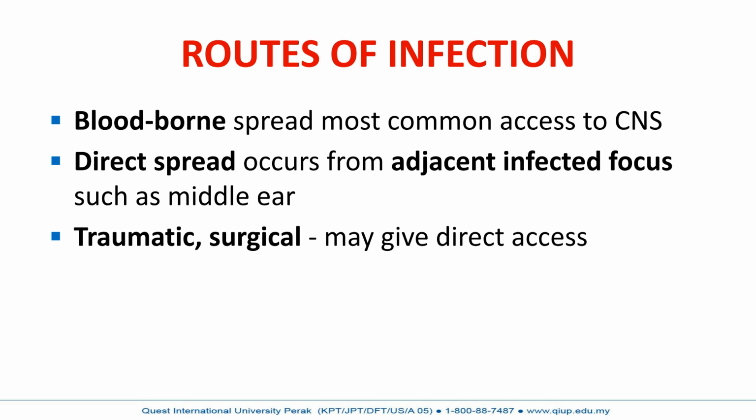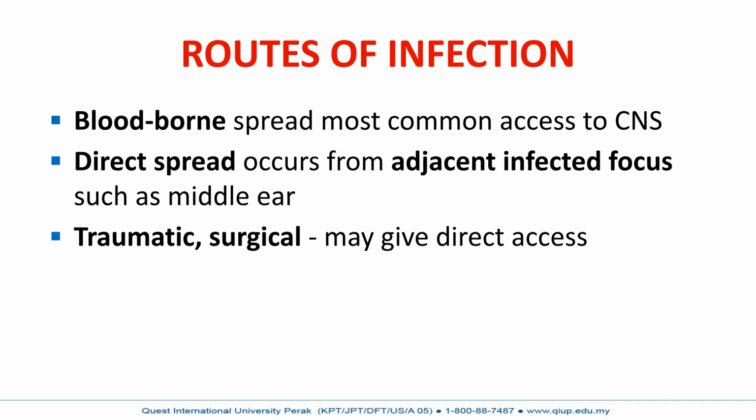Bacteria enter the bloodstream from a distant infection site and then travel through the circulation to reach the brain and meninges. The second route is direct spread from adjacent infected sites. Think of this as bacteria breaking through from neighboring structures, like infection spreading from the middle ear, mastoid, or sinuses directly into the CNS. This typically occurs when there's severe, untreated infection in these adjacent structures.